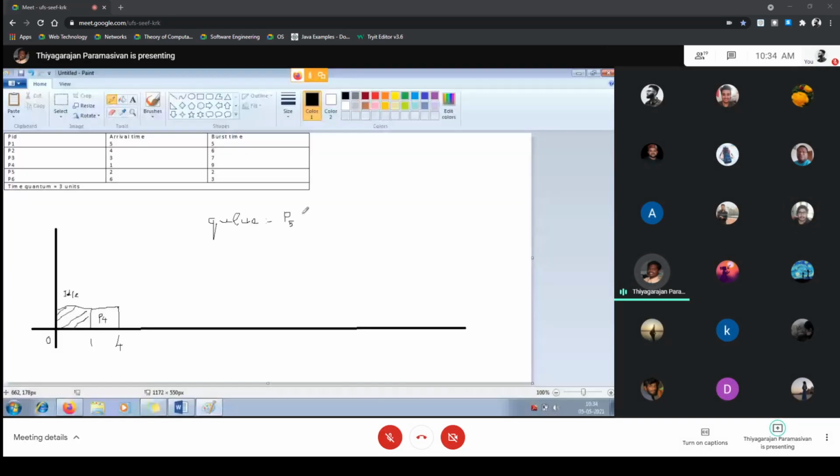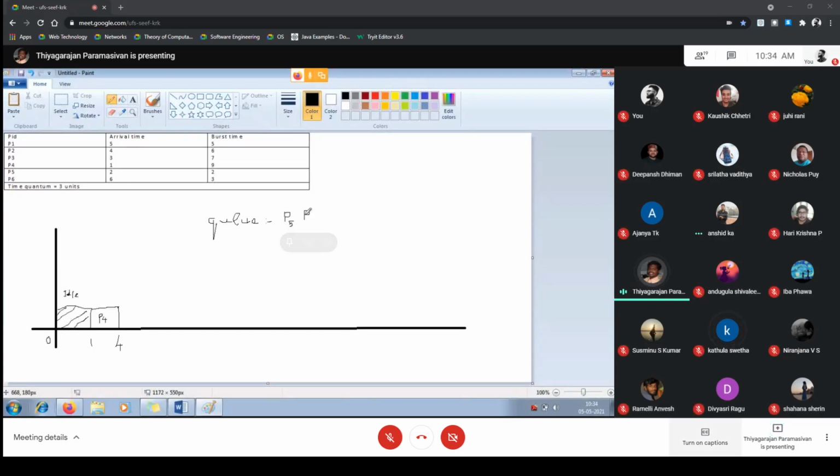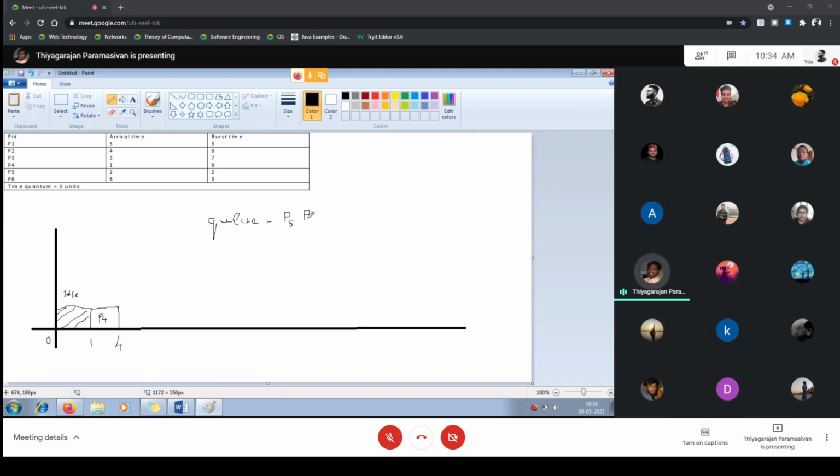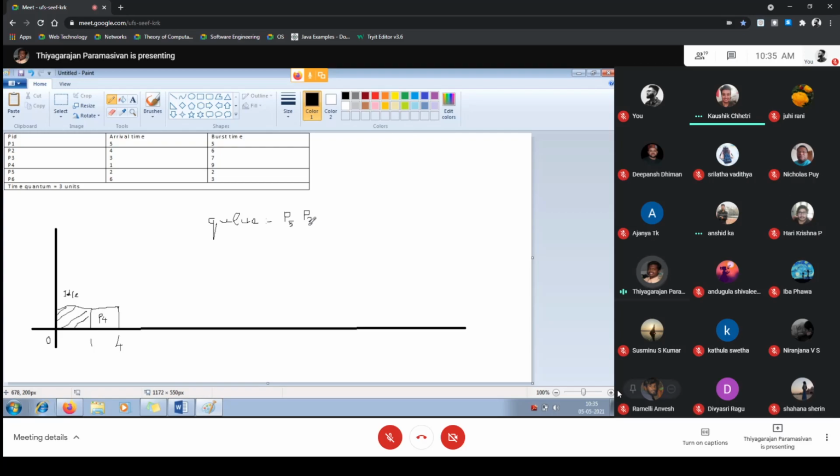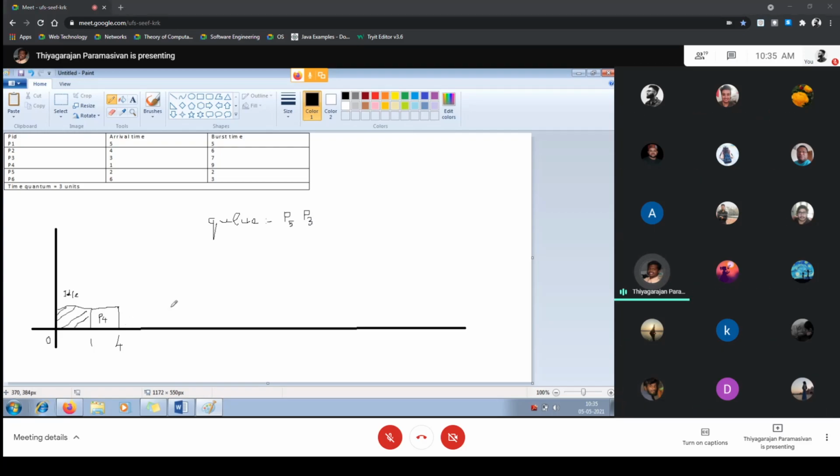P3. Then add the newly arrived process in the queue. So I'm adding the newly arrived processes in the queue. So P5 and P3 are added in the queue, right? Am I right? So what about P2? Then what is the third step? Reduce the burst time by the time quantum.